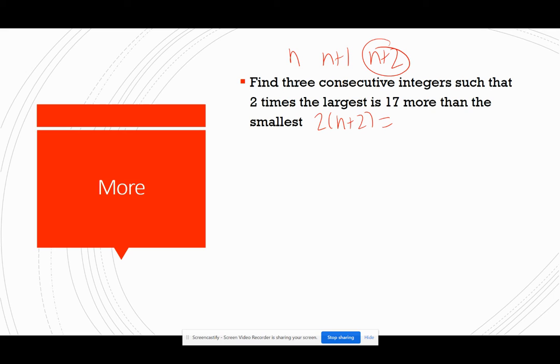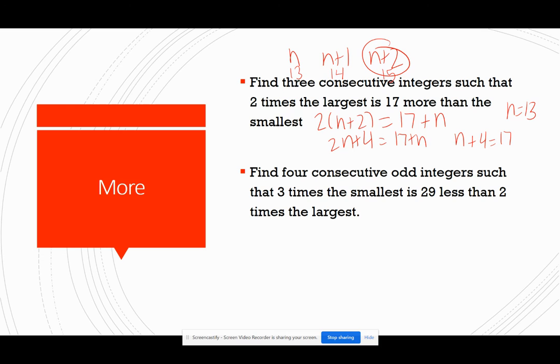Is 17 more than the smallest, which is n. So now we have to distribute. 2n plus 4 equals 17 plus n. Subtract n, I get n plus 4 equals 17. Subtract 4, I get n is 13. Plug it back in. We get 13, 14, and 15. And you can check to see if your answer's right.